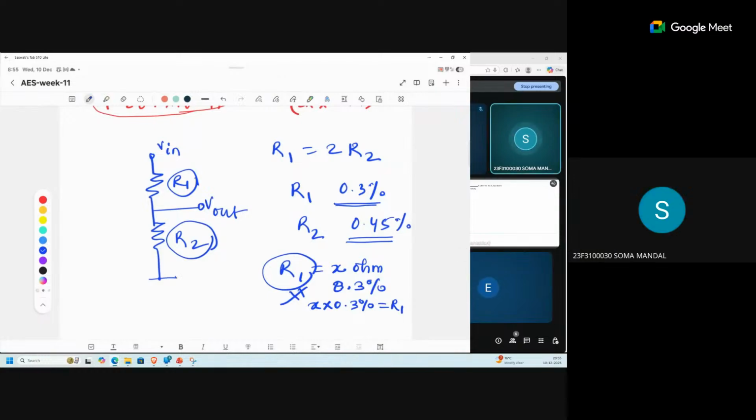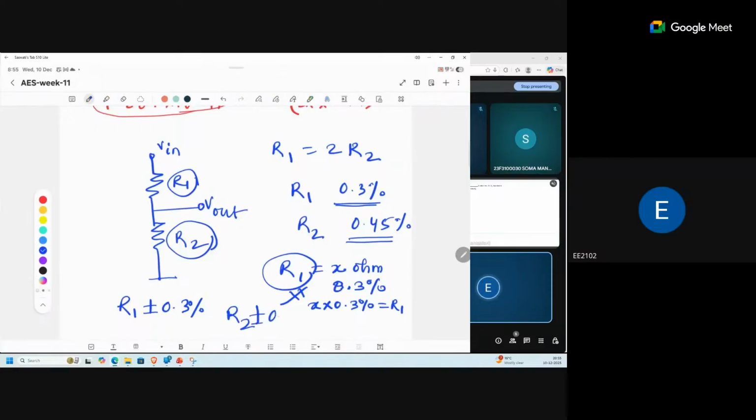Ma'am, R1 value will be R1 plus minus 0.3%. Yes, plus minus 0.3%. Okay. So similarly, R2 also has a fault of plus or minus 0.5%. That means you may not get the R2 value that is given; it may not be equal to the actual value. Like I was saying, 10 over 10.